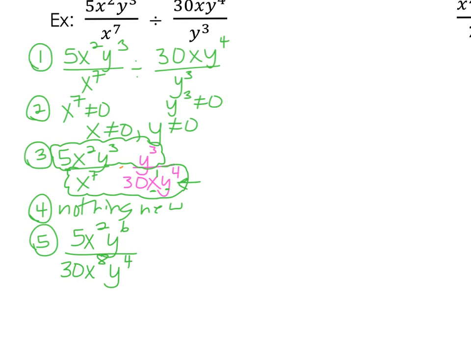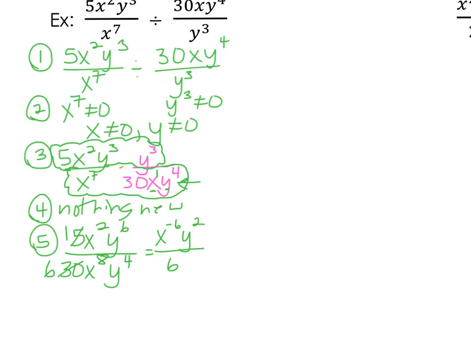Now, when we reduce this fraction, the 5 goes into 30 6 times. So we can reduce that part. We have x squared over x to the 8th. So that would give us 2 minus 8, which is x to the negative 6th. Y to the 6th over y to the 4th would be y squared if we subtract those. So then on the bottom, we would just have that 6.